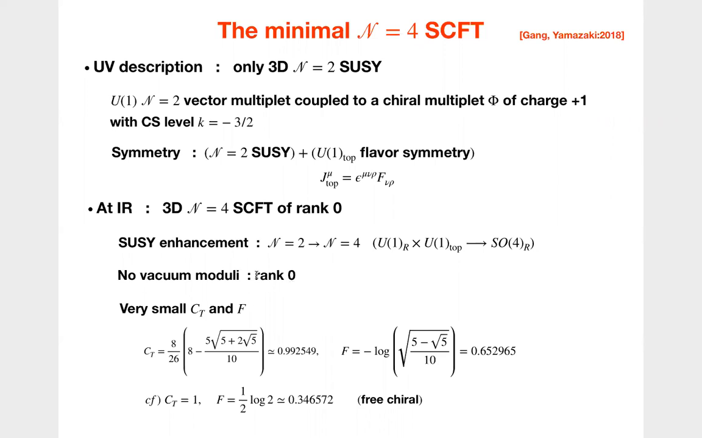Another interesting aspect of this theory is that it has a very small stress tensor central charge and round three-sphere free energy. Using localization, we can exactly compute these two quantities, which are the most basic physical quantities of 3D CFTs. The stress tensor central charge is given by this number, and the round three-sphere free energy is given by this number. For comparison, this central charge is even smaller than that of a free chiral multiplet, and this free energy is even smaller than that of a free hypermultiplet. So this is the main example of rank 0 N=4 CFTs.